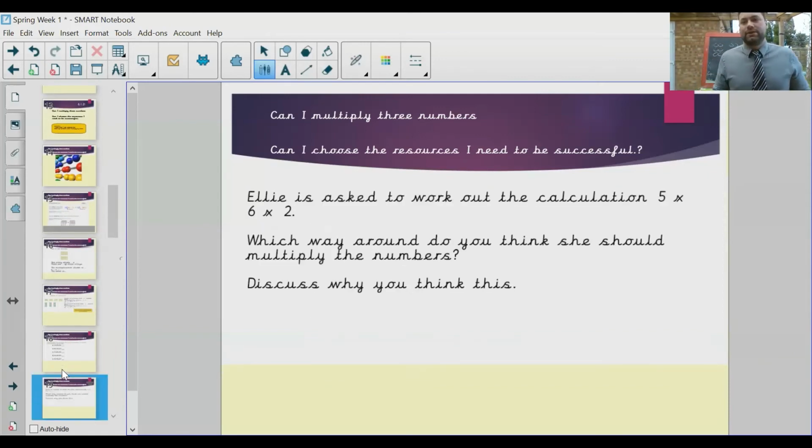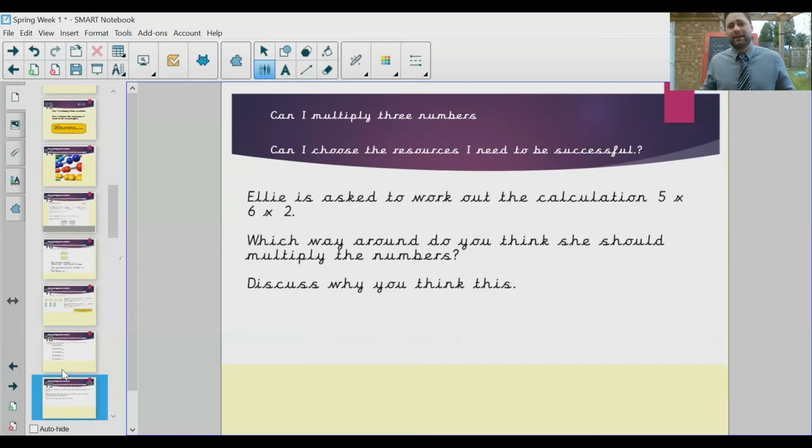And this next question is a problem-solving, reasoning question that we need to look at as well. The question says, Ellie is asked to work out the calculation 5 times 6 times 2. Which way do you think she should multiply the numbers? And have a think about why you think that.